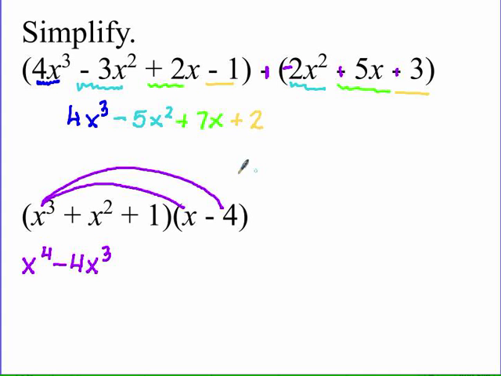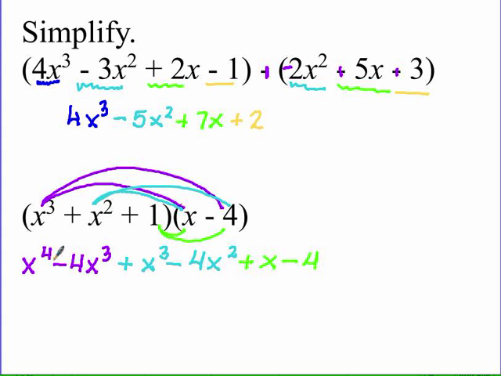Now I'm going to do the same thing with the x squared. I'm going to take it times x and times negative 4. What does that give me? X cubed and then negative 4x squared. Then I'm going to do the 1. What does that give me? X minus 4. Now I'm going to add like terms together again.